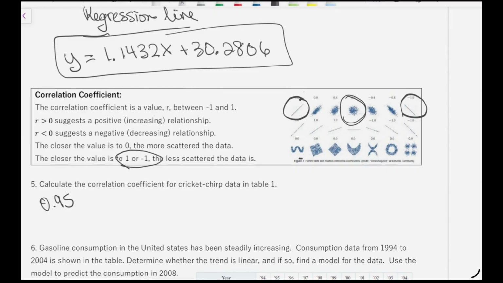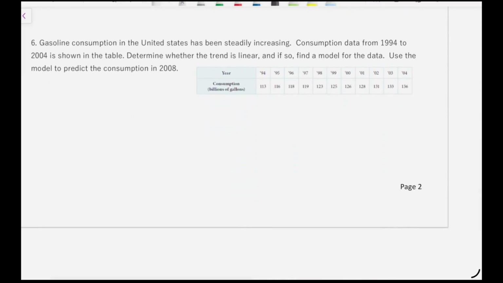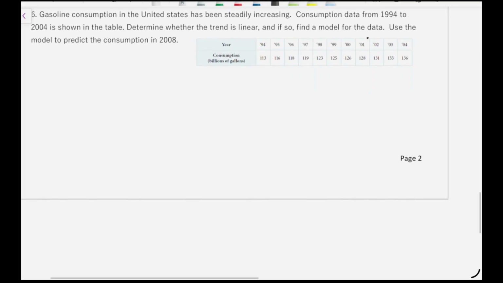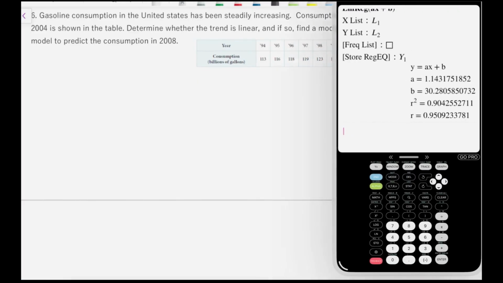Let's go to one last question. We will do a scatter plot, find a regression line, find the R value. Gasoline consumption in the United States has been steadily increasing. Consumption data from 1994 to 2004 is shown in the table. Determine whether the trend is linear. If so, find the model for the data. Use the model to predict consumption in 2008. All right, grab your calculator. I'm going to do this kind of fast.